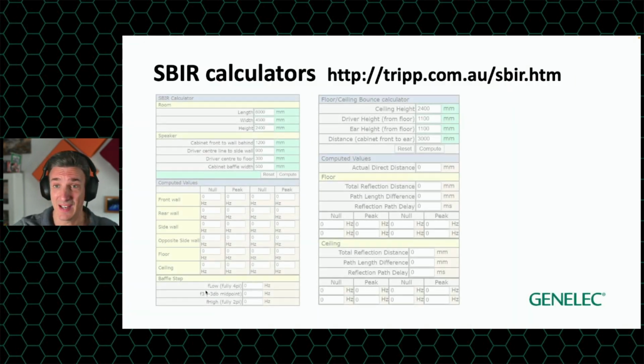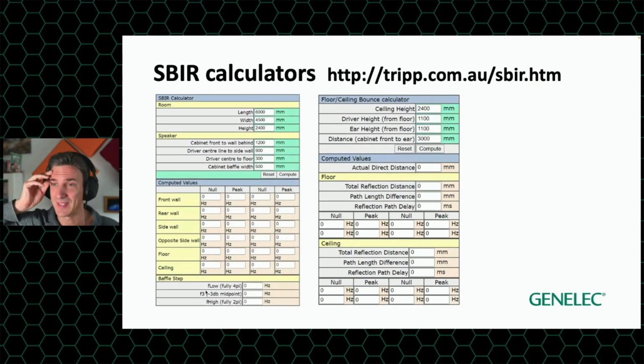If you're interested in these SBIRs, please just check out this nice calculator by Mr. Tripp. You don't have to write down the address, because just enter SBIR calculator, and I think this is the first hit on Google. It looks a little weird, but it gives you all the information you need, because it also includes side walls, ceiling, and also the floor. And this can be of huge help if you just want to find out what actually is causing this in my room. And because you have options, you can get closer to the wall. You can also change the height of the speaker, which can make a huge difference.